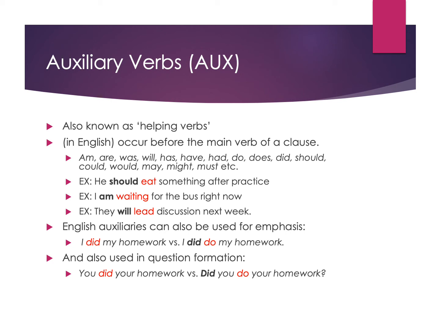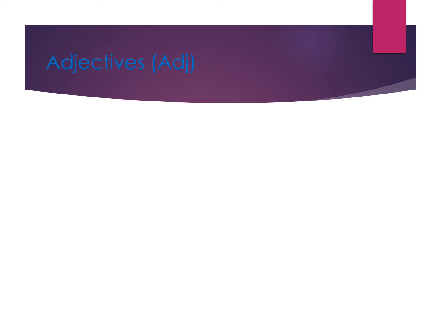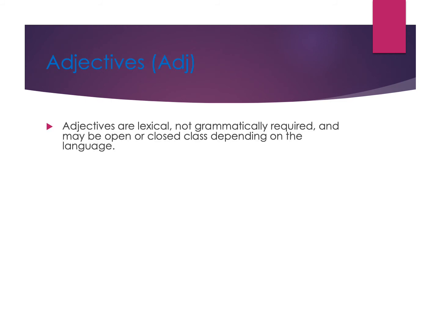So those are verbs. Most of the others that we have are going to be relatively quick to go through. Nouns and verbs are the most complicated by far. Adjectives are the next one. And adjectives are lexical words. They're never grammatically required. And depending on the language, they may be open or closed class. So in English, these are open class. We can add and change adjectives very easily.